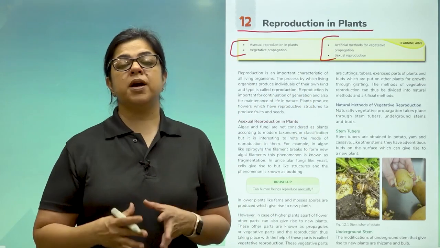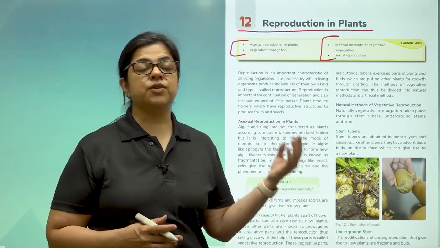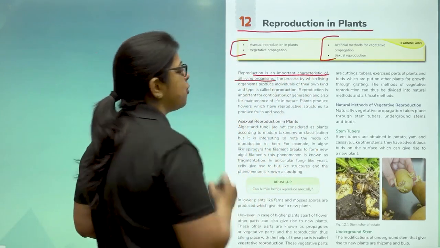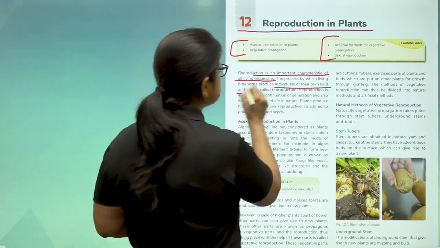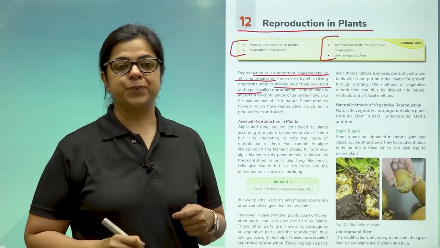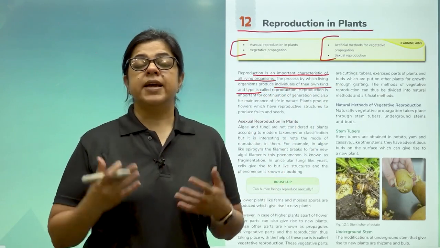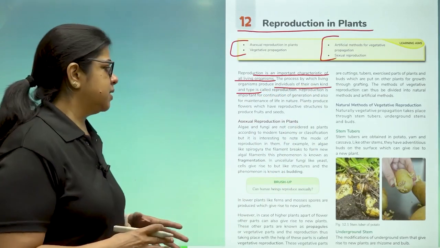So remembering from our previous classes and previous knowledge, we understand what is reproduction. Reproduction is an important characteristic of all living organisms by which they produce individuals of their own kind. We know that if a species stops reproducing, it is going to be completely erased from the earth.